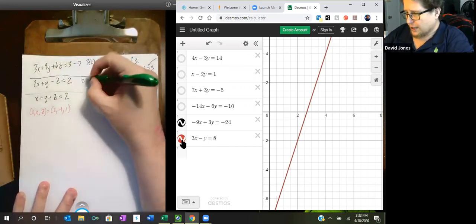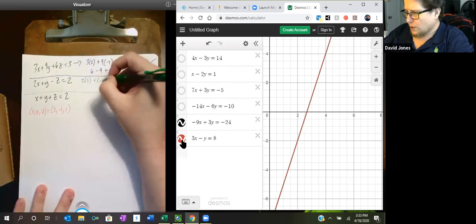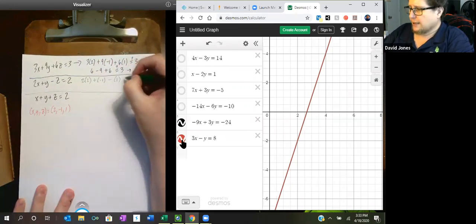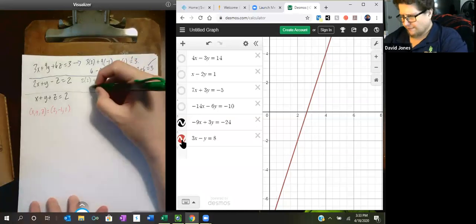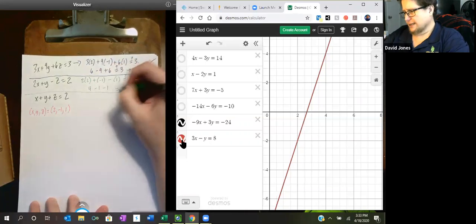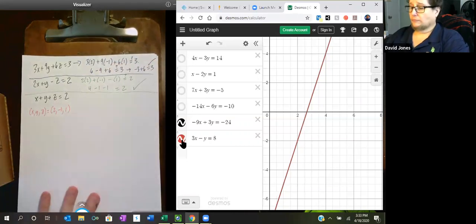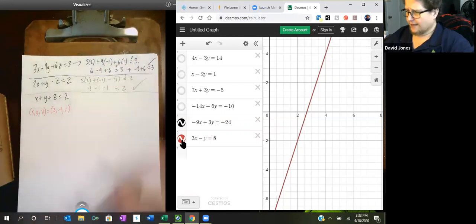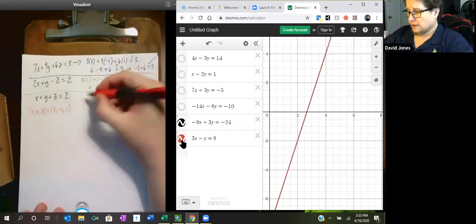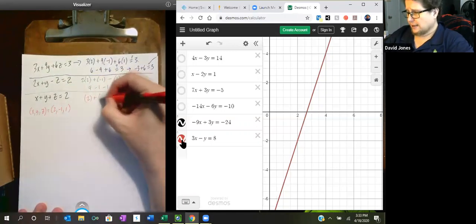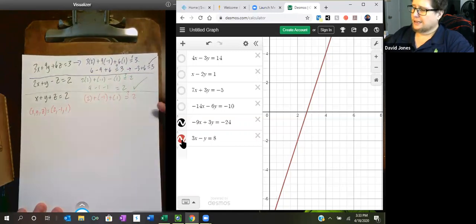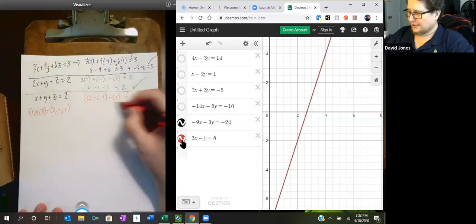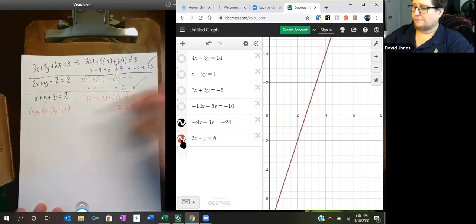We've got 2 times 2 plus -1 minus 1. Does that equal 2? 4 minus 1 does equal 2. And the final check, 2 plus -1 plus 1, does that equal 2? And the -1s cancel, and we get 2 equals 2. That one works as well.